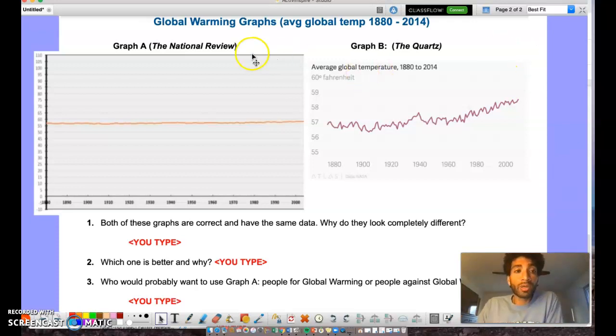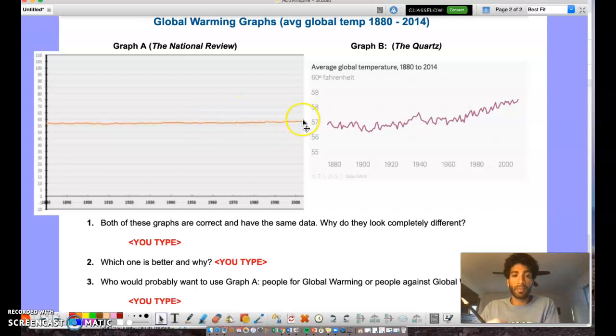Just like with our marble example, both of these graphs are using the exact same data, right? Why do they look completely different? Graph A looks kind of like a straight line, right? So this measures the average global temperature from 1880 to 2014.